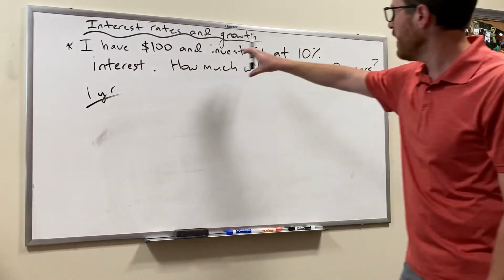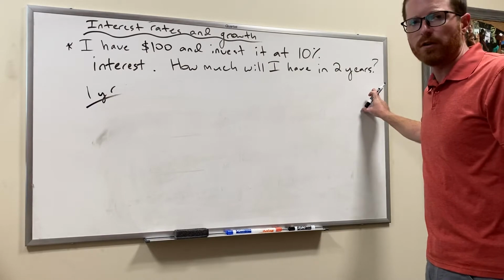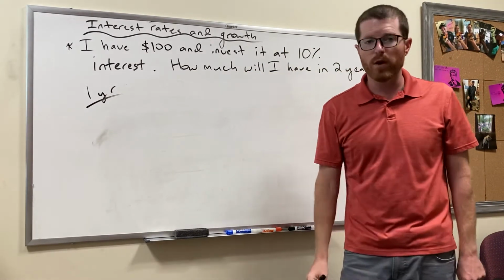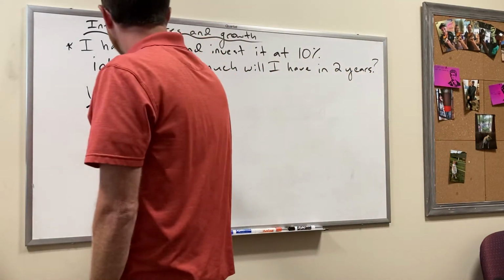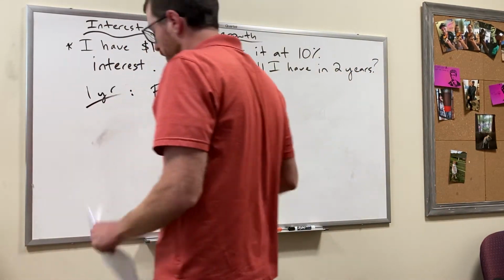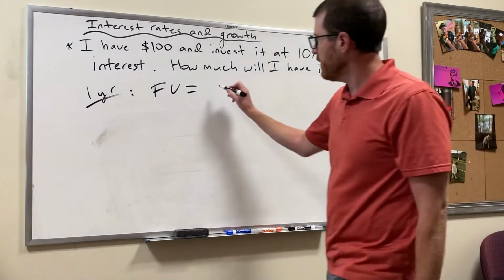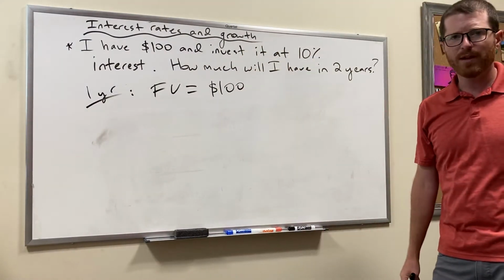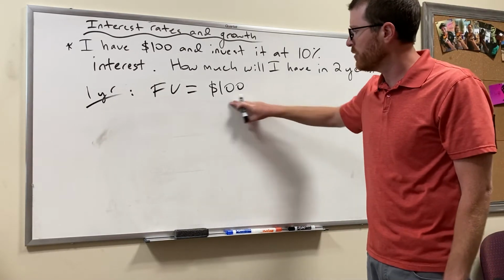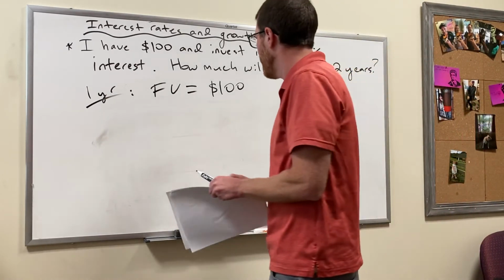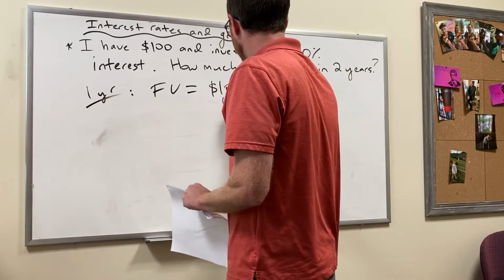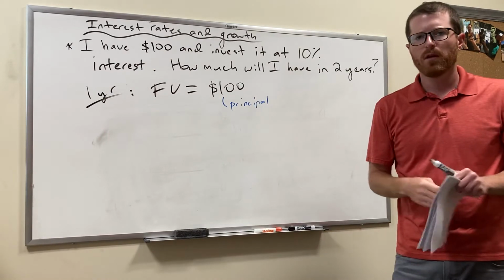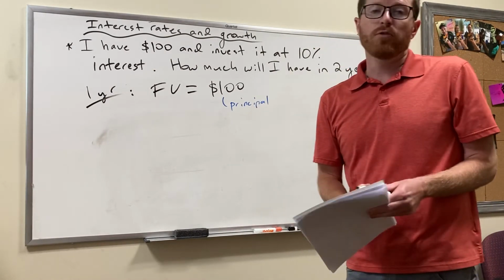All right, the question is saying, if I save this for 2 years, well, let's pick a stopping point. Let's say how much will we have after 1 year? After 1 year, we can solve for the future value by taking the $100. We will definitely have $100. That's how much we save. We might call that the principal, which is how much you're starting with. And then we'll just need to figure out how much interest we're going to earn.